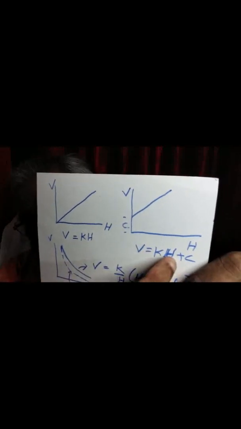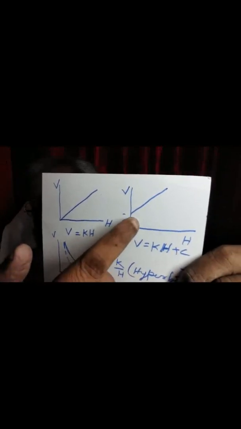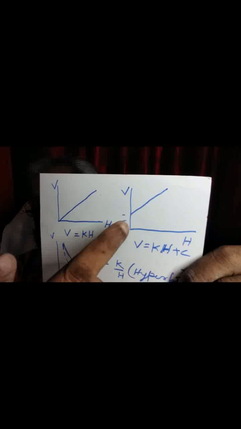Then another case, if the equation is V equals KH plus C, this also represents a straight line which starts from a point at a height C from the origin. This is called the y-intercept of the graph. Say like this. If the equation is of the form V equals K by H, this represents a rectangular hyperbola like this.